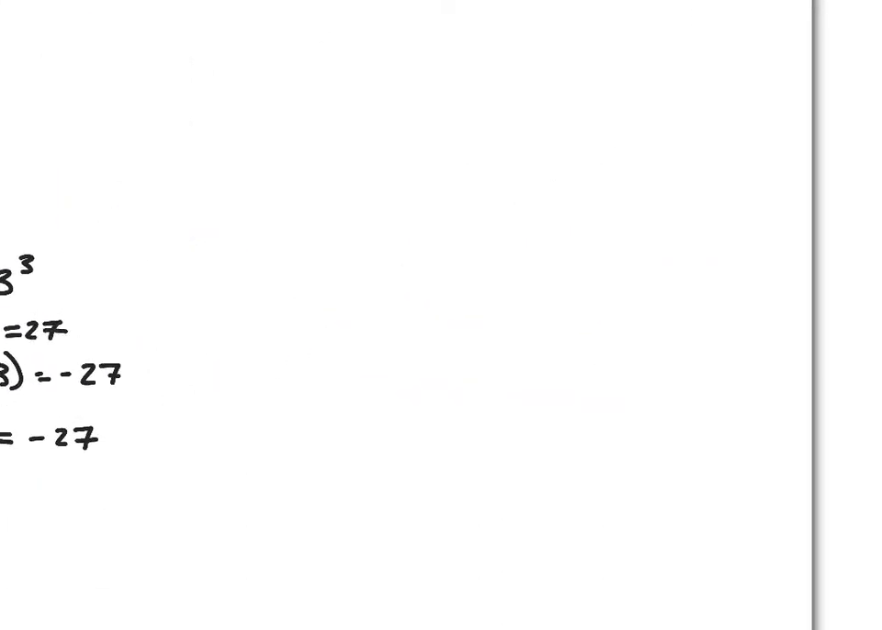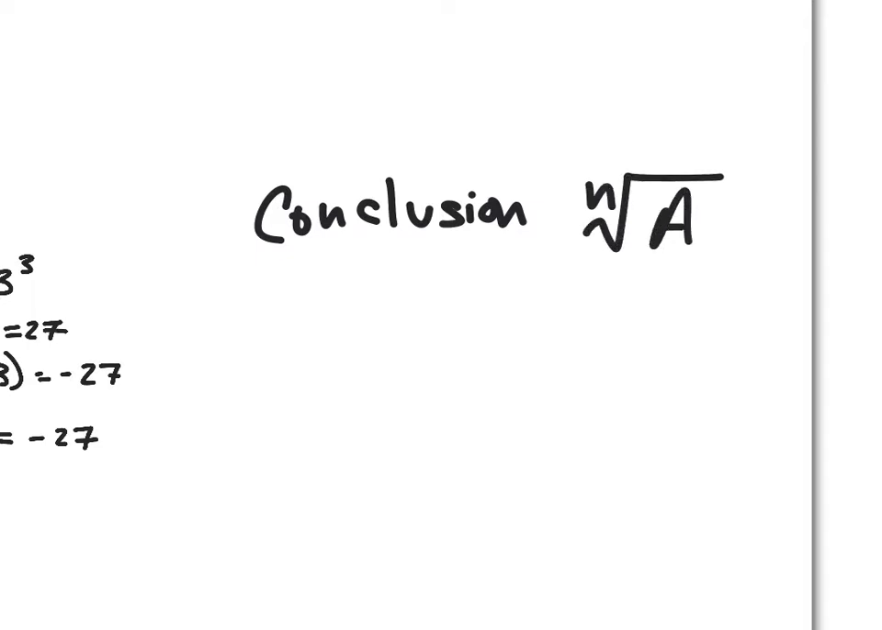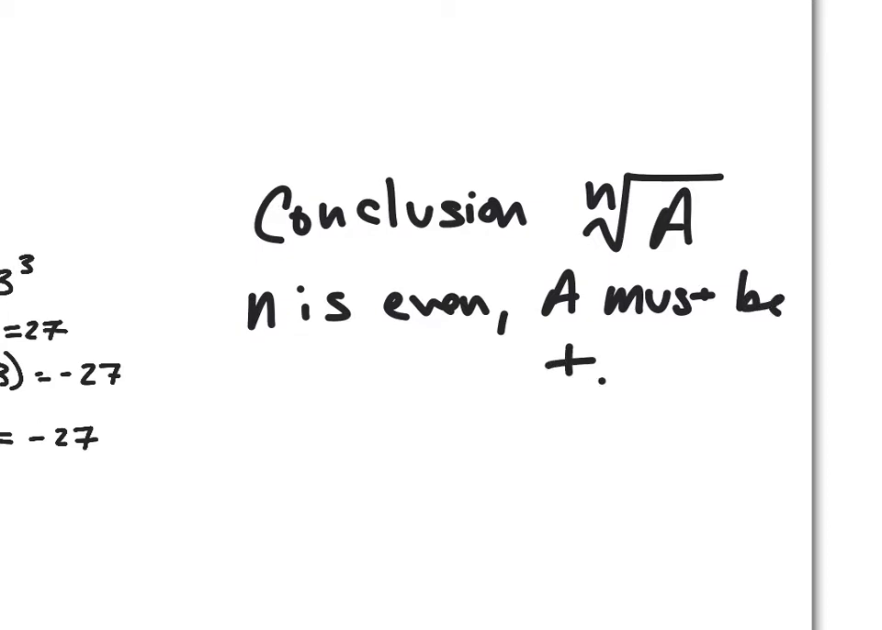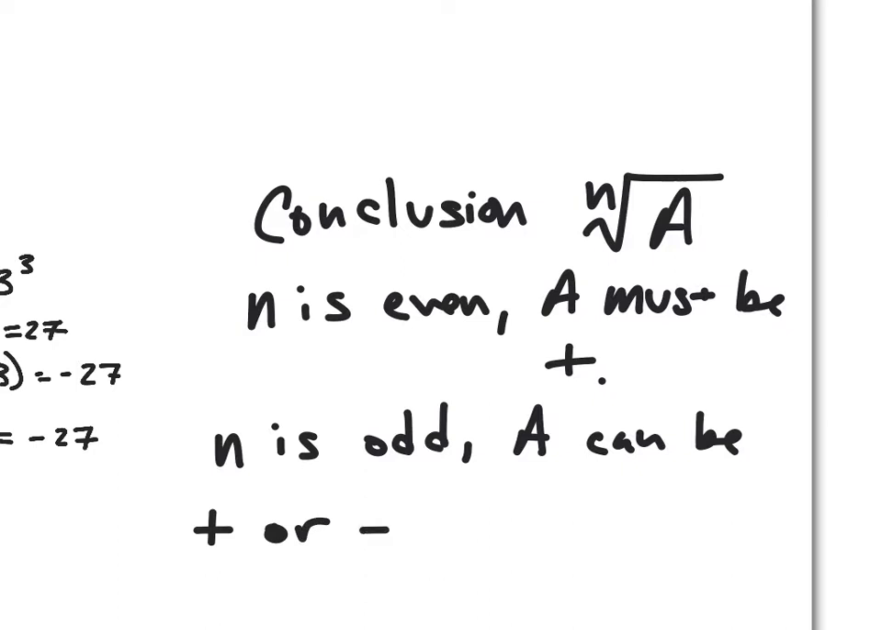We have a conclusion that we can draw. I'm just going to write this out here: the nth root of some number a, what we had above. If n is even, a must be positive. If n is odd, then a can be positive or negative. It doesn't matter. And we saw that here.